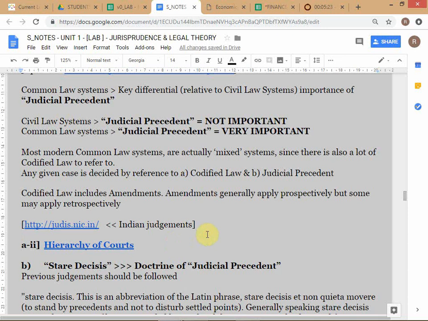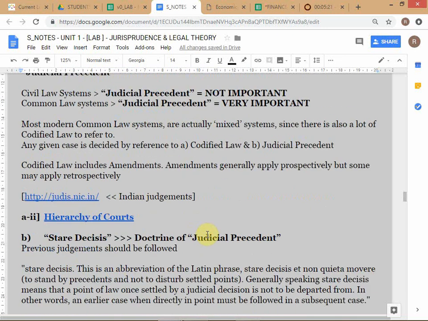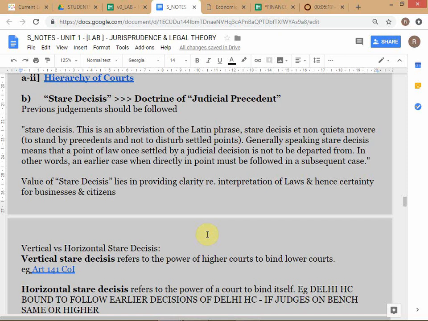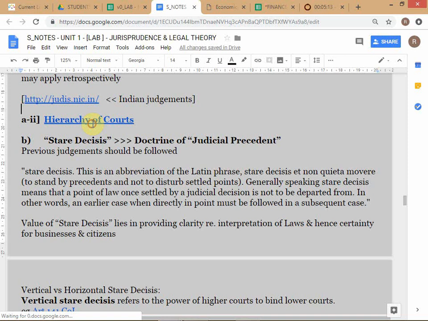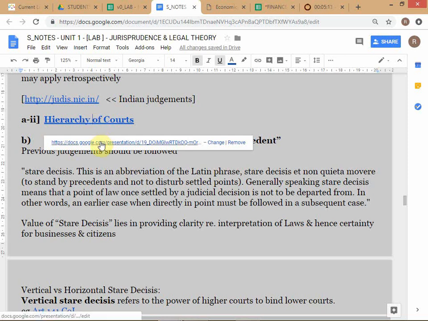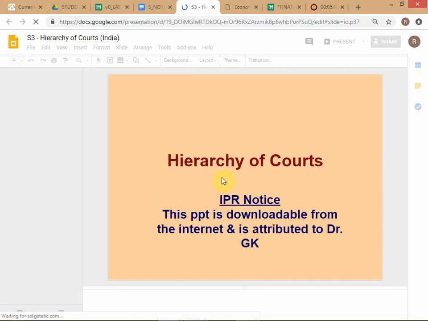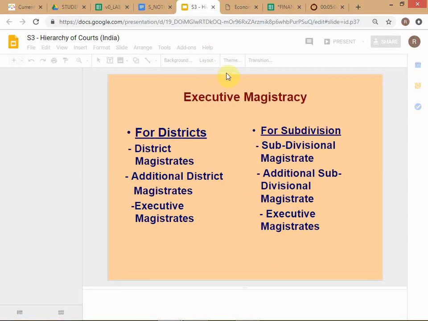Okay, guys, so this is clear: codified law amendments, some are retrospective, some are prospective. All right. Now, this is a hierarchy of courts. I've just given you a presentation. I'm not going to go through this because it's kind of mechanical. This is available on the internet. You can just read it for yourself to get an idea, because it's kind of mechanical.